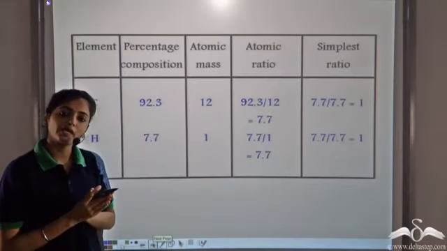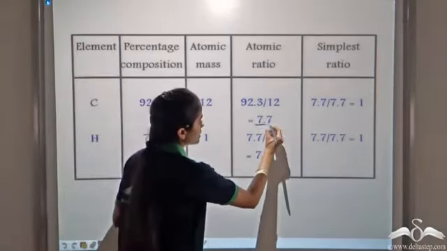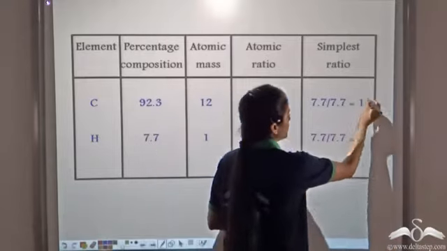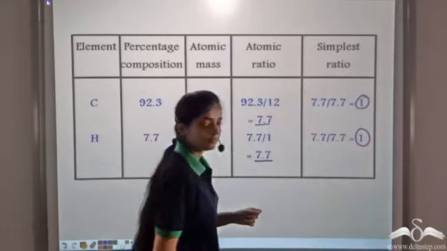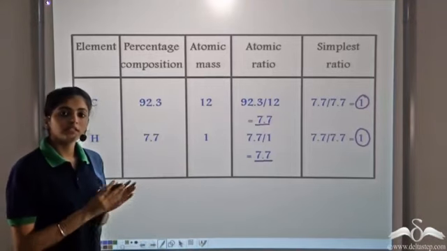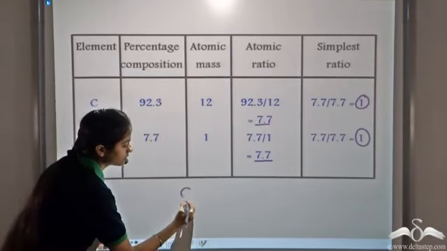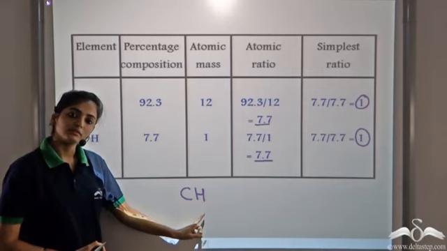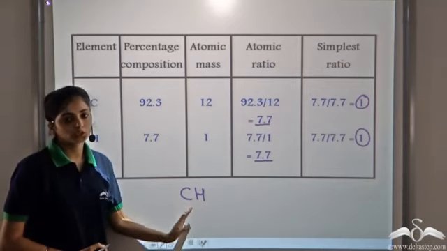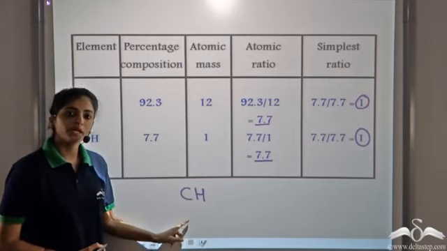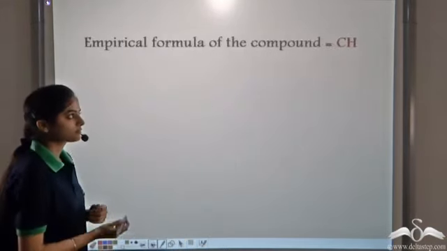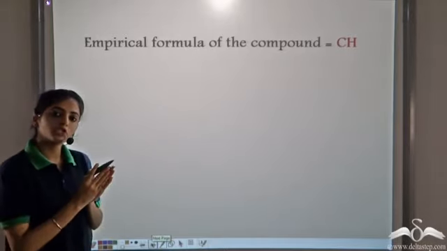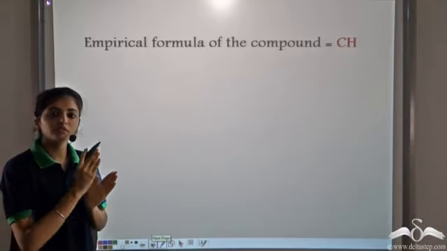Since we have to find the empirical formula, we simplify this ratio of 7.7. We know this is a 1:1 ratio, so on simplifying it, we get 1 and 1. So this shows us that the ratio of carbon and hydrogen in the compound is 1:1. Now we know the simplest ratio in which the two different atoms are present. So this becomes the empirical formula of the compound, that is CH, which shows that carbon atoms and hydrogen atoms are in a 1:1 ratio.